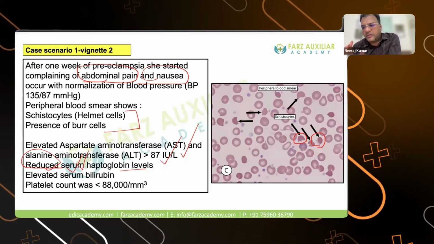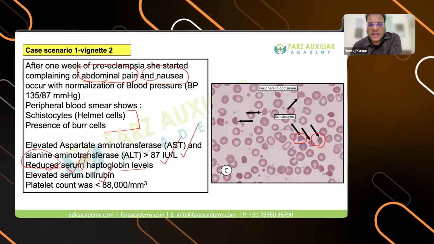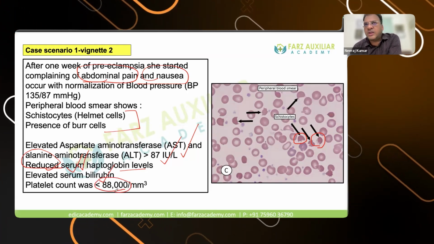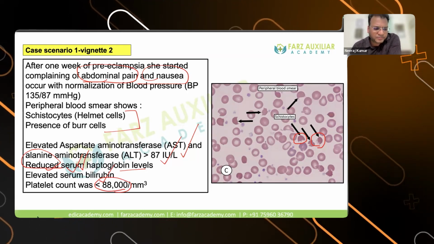So what probable differential diagnosis will you think of in this patient? And then the serum bilirubin was very high, and the platelet count was again on a downtrend. Although it was not very low, it was below 1 lakh, 88,000.